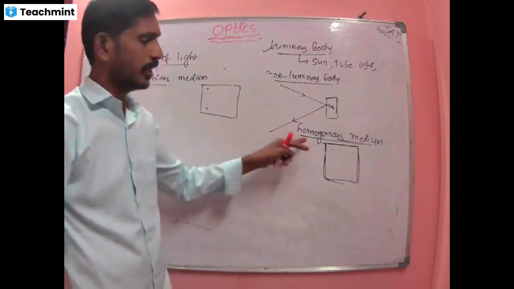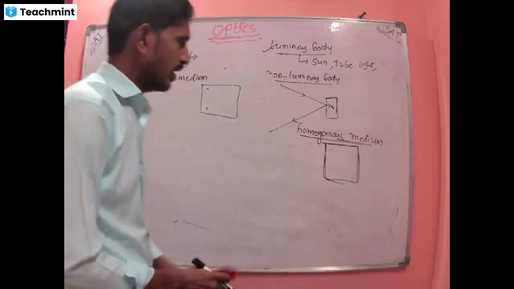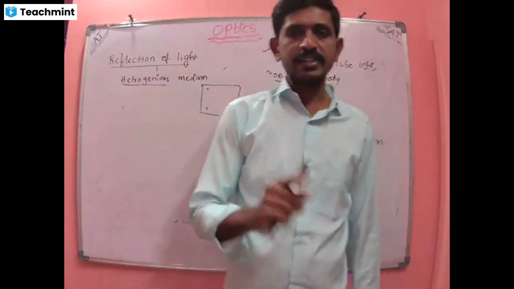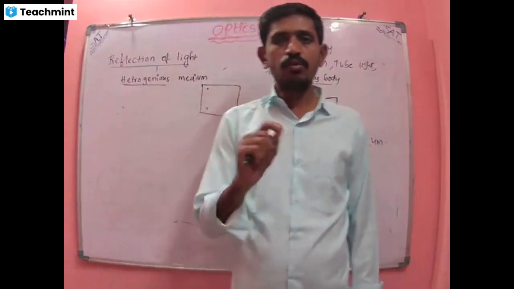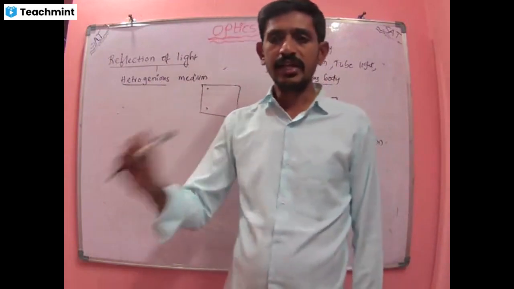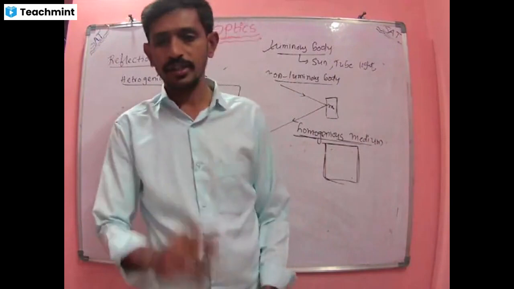So in a homogeneous medium, light can travel in a straight line. This is asking one more question also: in which of the following mediums can light travel in a straight line? That is the homogeneous medium. This is also very important.